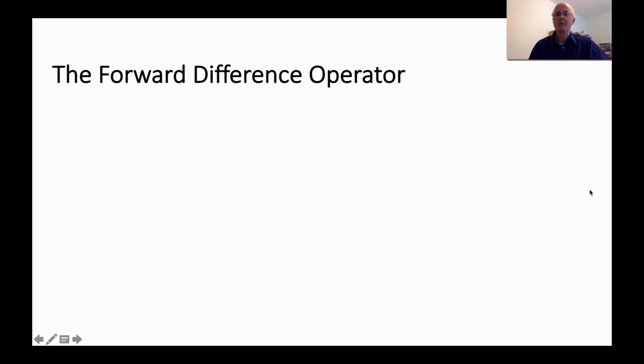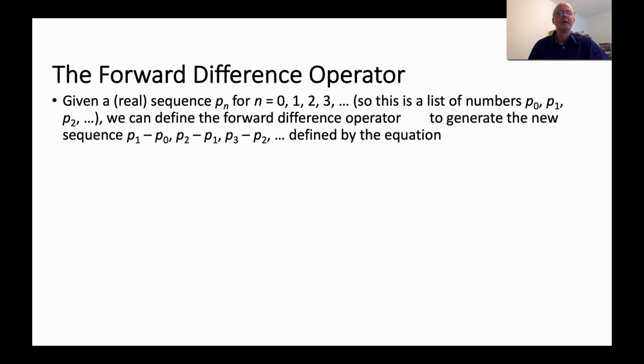Now we want to think of it in terms of the forward difference operator. Got a few more slides for this example, then we'll go to the spreadsheet. Given a sequence, I'm saying real here because that's our application. You could define it this way for complex numbers as well. Sequence Pn for n starting at 0, then 1, then 2, then 3. So this is a list of numbers, P0, P1, P2, P3, etc.